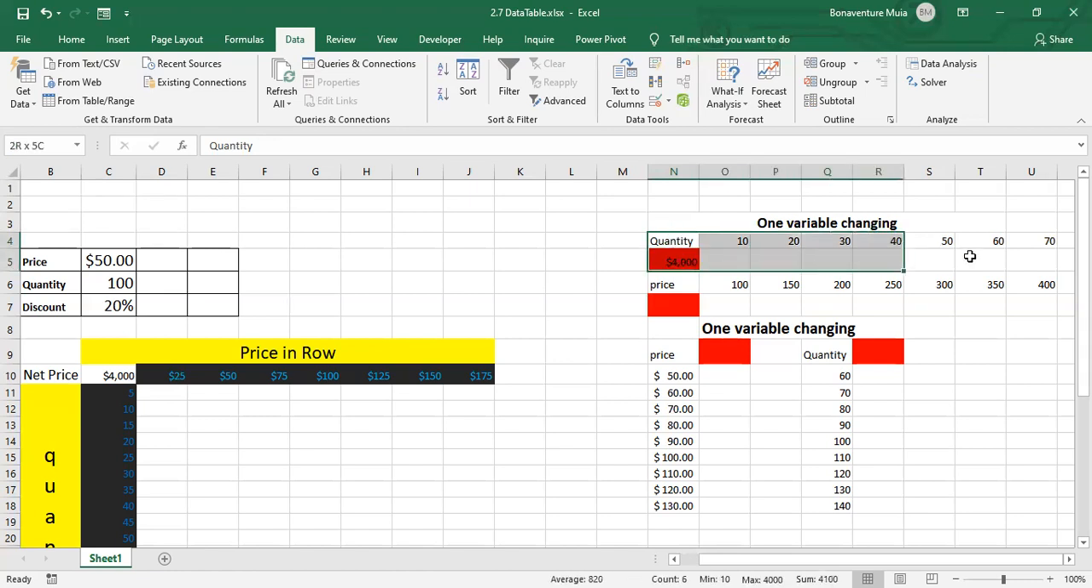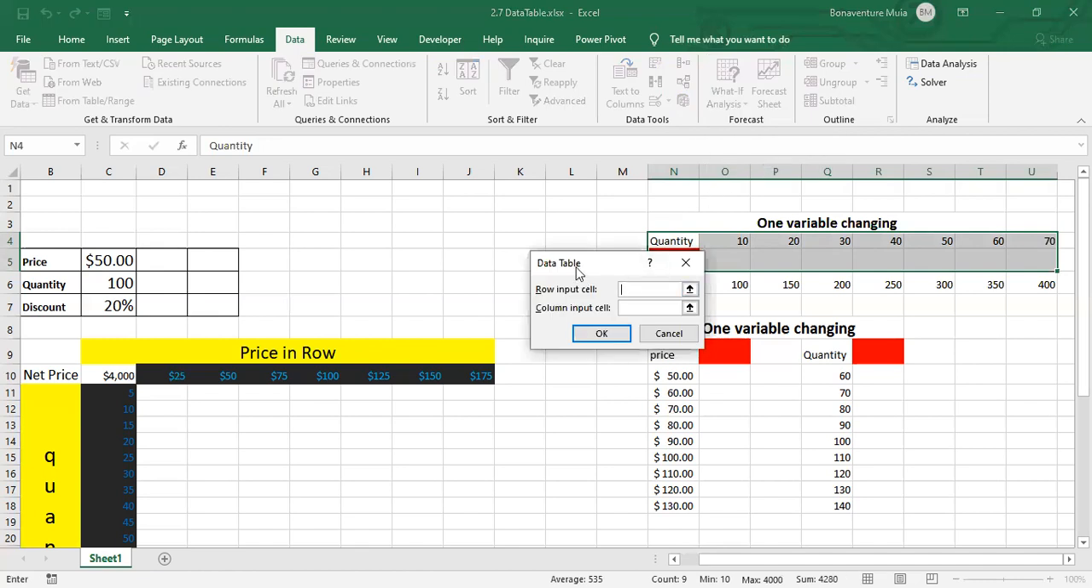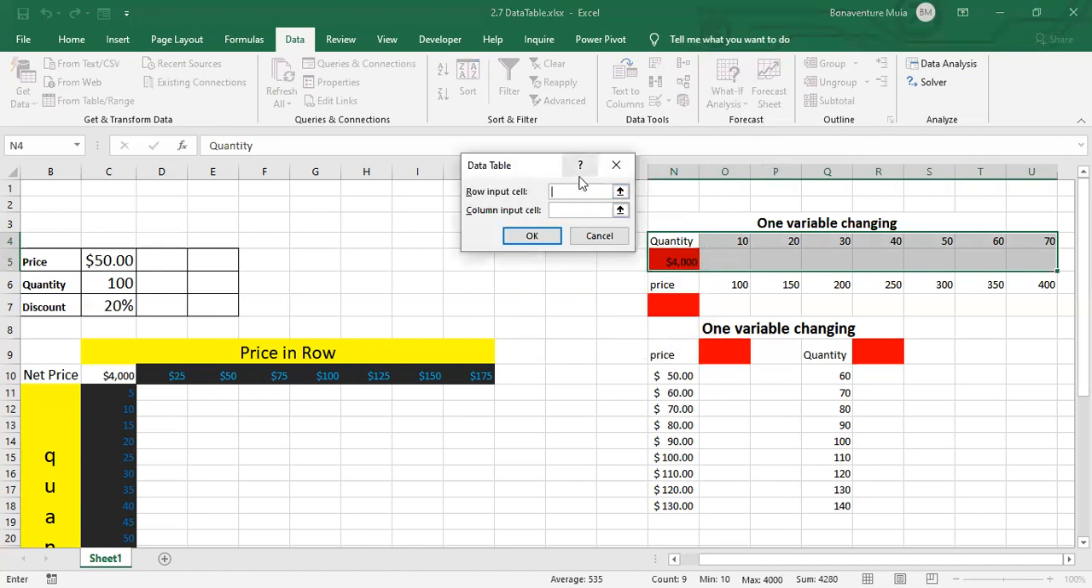the next step that you need to do is highlight the quantity together with the cell that has been filled with red, up to and including the empty cells here. Then go to data, what if analysis, and under what if analysis, you click on the data table. We have an interface here. Now on this interface, there are two things that we need to enter. The first is the row input cell, and then we have the column input cell.